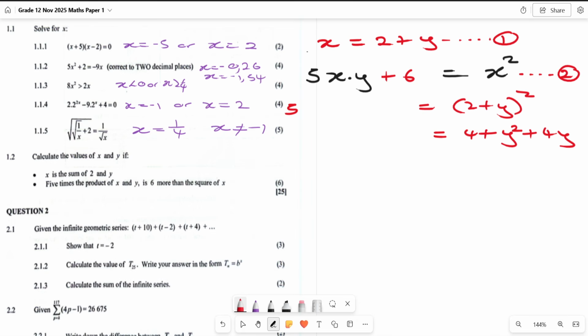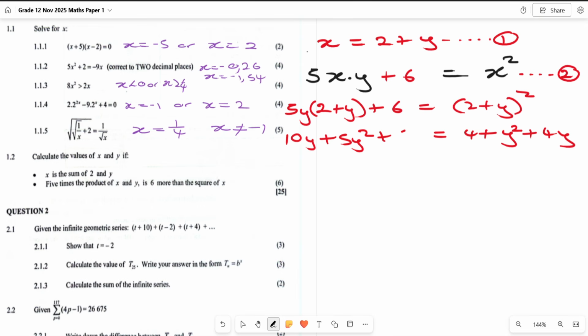So we have 5, right? I said 5y. Let's say 5y. In the place of x, we say x plus y, like this, and then plus 6. Now let's go. Okay, sorry. 5y. Right, now our x is 2 plus y plus 6, like that. Now what do we have? 10y plus 5y squared plus 6. Don't go and multiply the 5y with 6 now.